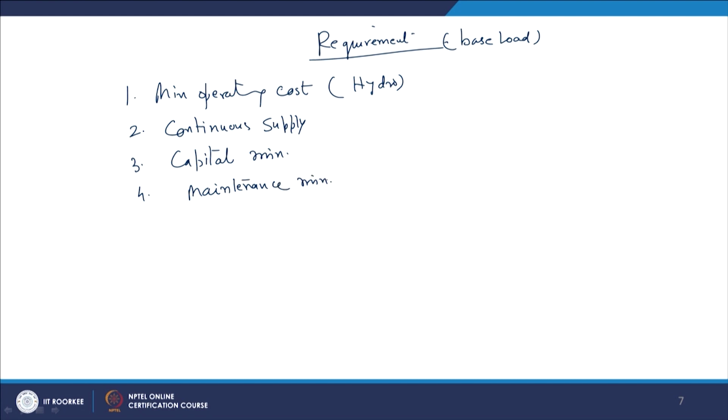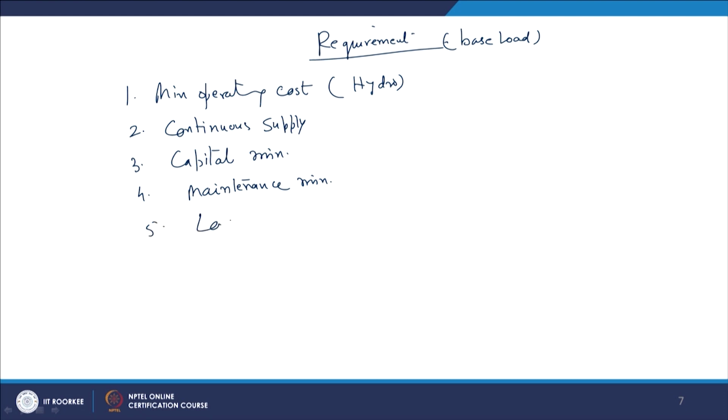Thermal power plants have high maintenance cost because they work on high pressure steam, and steam causes erosion and corrosion. Valves have to be replaced after a certain interval of time, and the boiler has to be maintained. So the maintenance cost of thermal power plants is higher than hydropower plants. This also goes in favor of hydropower plants.